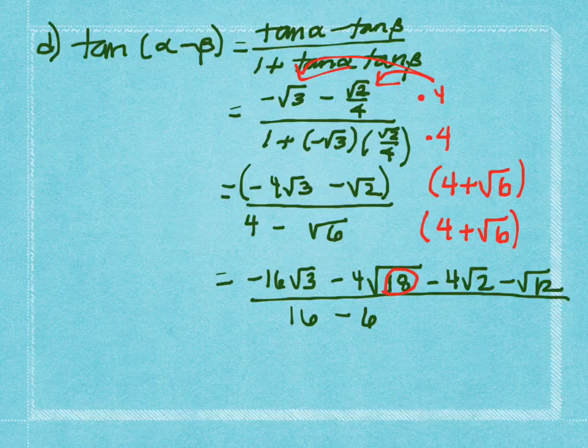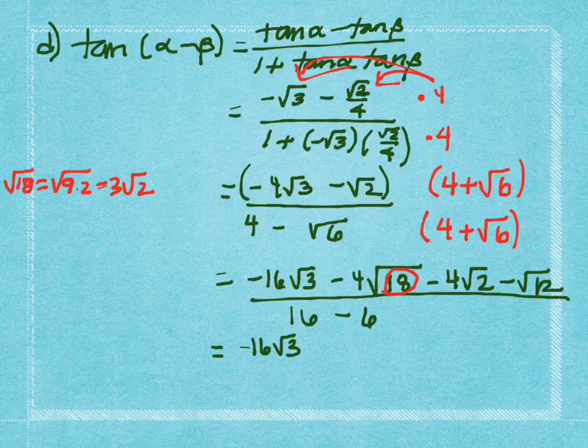3 square root of 2. So let's just write this on the side to remind ourselves. 18 is square root of 9 times 2, so this is 3 square roots of 2. So right here in the numerator right now, I've got negative 16 square root of 3. And I have 4 times 3, which would be 12. So I have negative 12 square roots of 2.